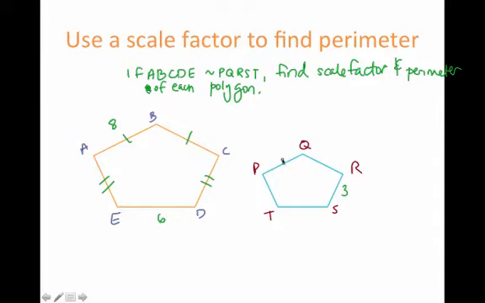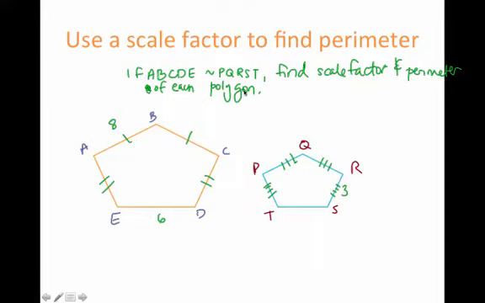That also means that if AB is congruent to BC, that PQ has to be congruent to QR. And if CD is congruent to AE, that means that RS has to be congruent to PT because the two polygons are similar. So the first thing I want to do is find the scale factor.